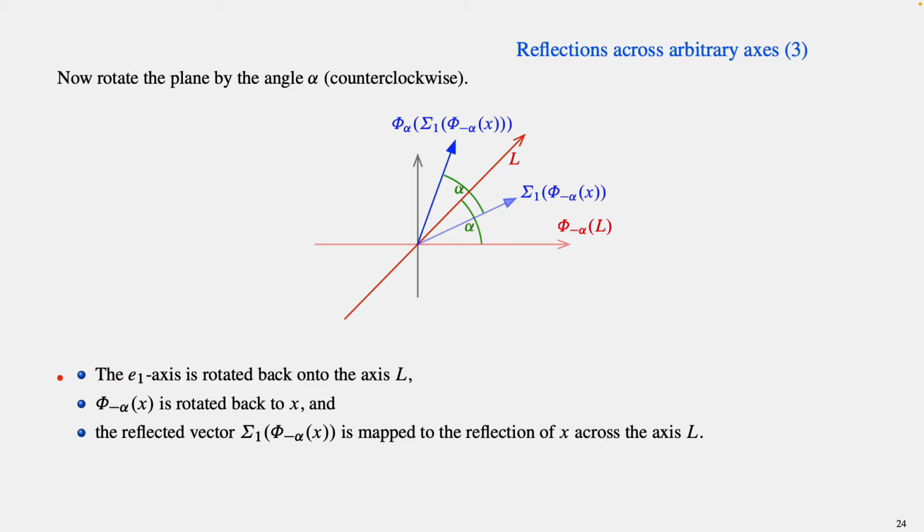And this summarizes it again. We rotate the E1 axis back onto the axis L. So the rotated vector x is rotated back to x, and the reflected vector across the E1 axis is now mapped to the reflection of x across the axis L. So the end result is this linear map sigma L applied to x is given by phi alpha, the rotation by alpha, applied to the reflection across the E1 axis, applied to the rotation by minus alpha, applied to the vector x. And of course this works for any possible vector x.